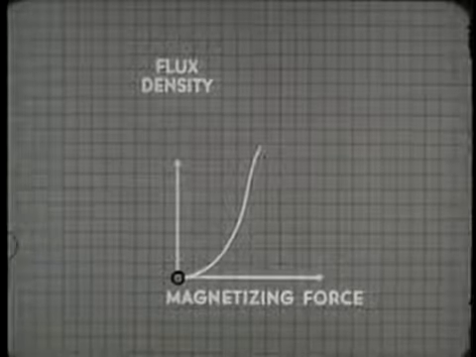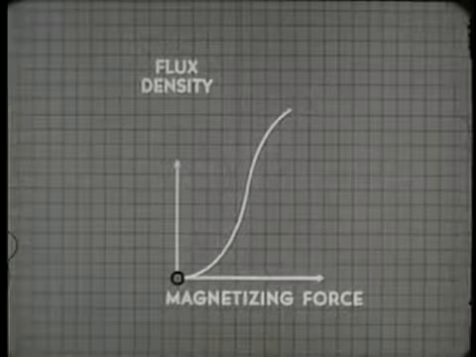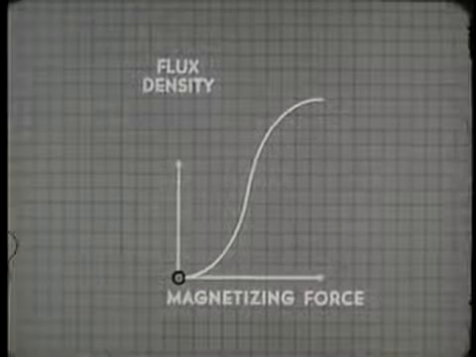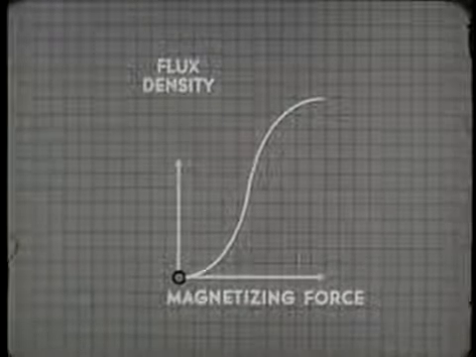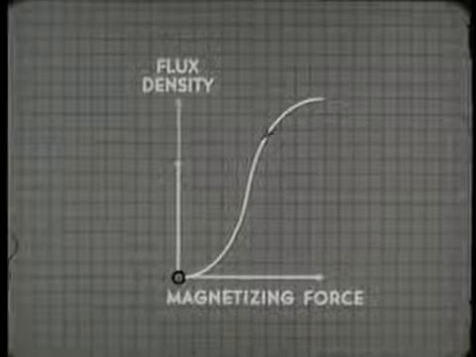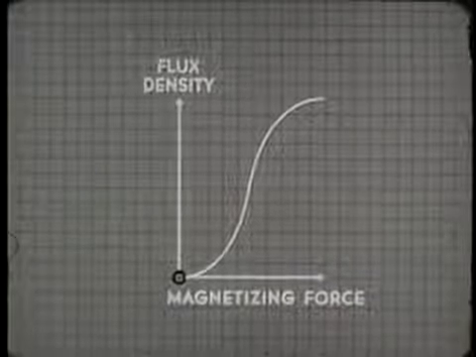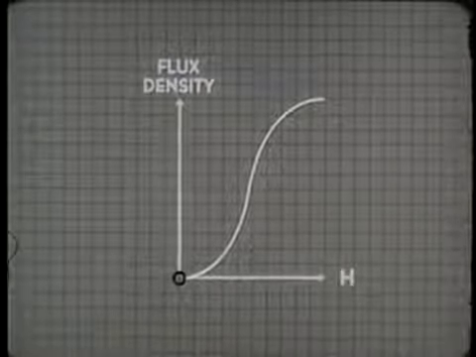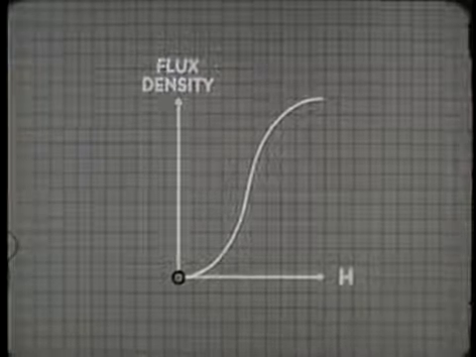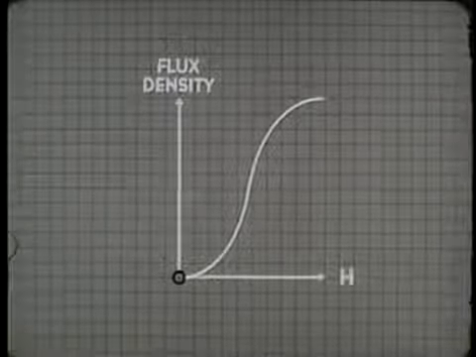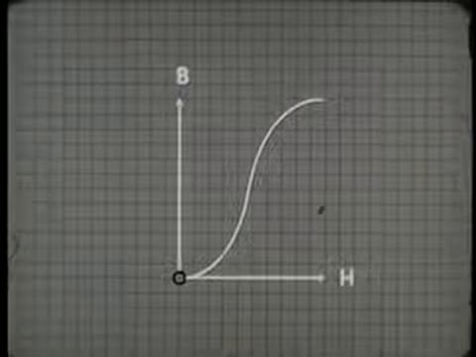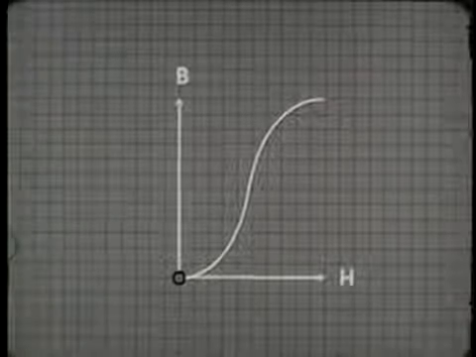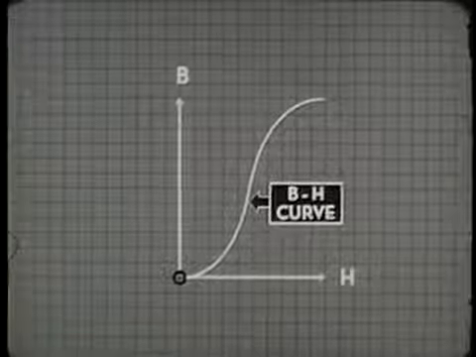But as we increase the magnetizing force, the curve flattens out because we are adding proportionately less to the flux density. Further increases in magnetizing force will have no appreciable effect on flux density. The symbol for magnetizing force is the letter H. The symbol for flux density is the letter B. The relationship between magnetizing force and flux density for any given core material is represented by its BH curve.